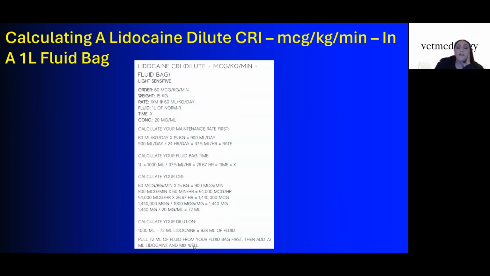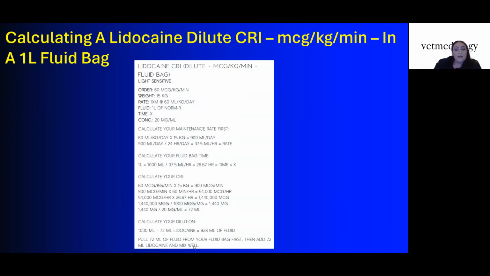So we're going to calculate our maintenance rate first. 60 mils per kg per day times 15 kgs equals 900 mils per day. 900 mils per day divided by 24 hours per day equals 37.5 mils an hour, which is our rate. The fluid bag time, 1 liter equals 1,000 mils divided by 37.5 mils an hour gives us 26.67 hours as our time. So now we can plug that into our CRI.